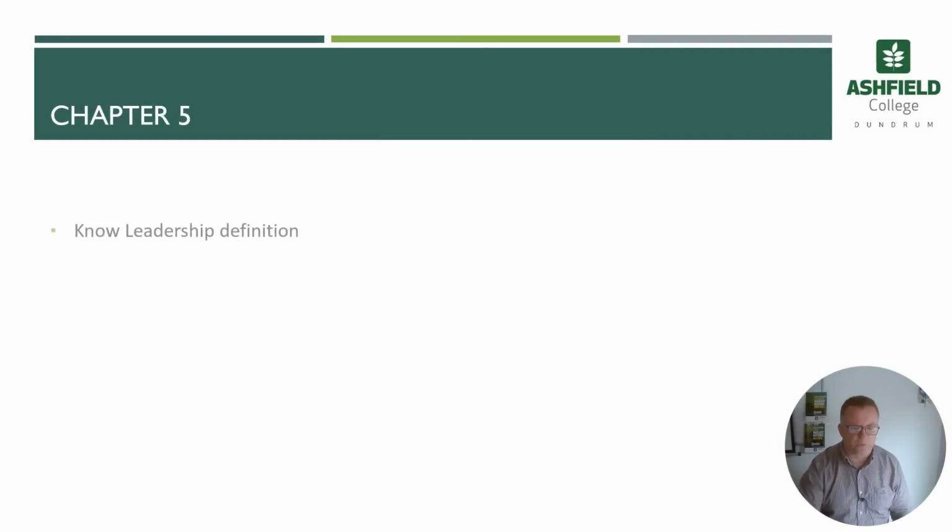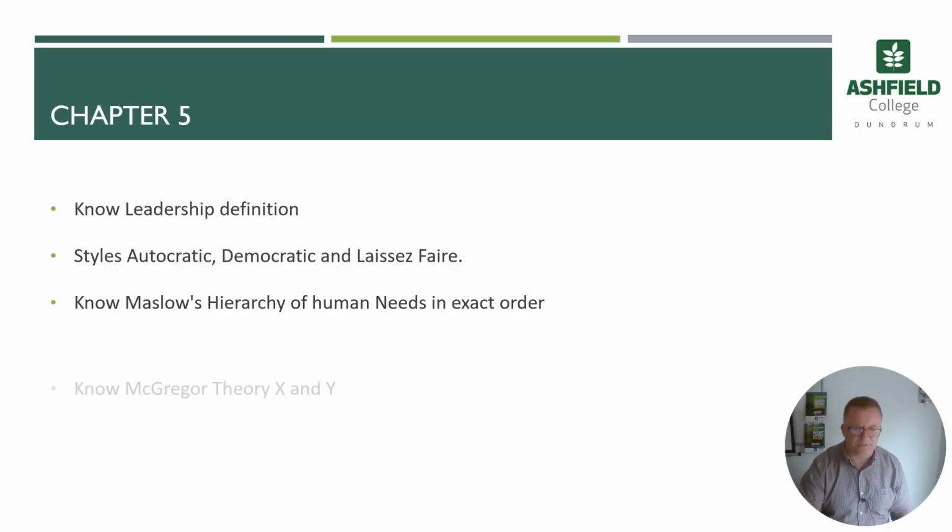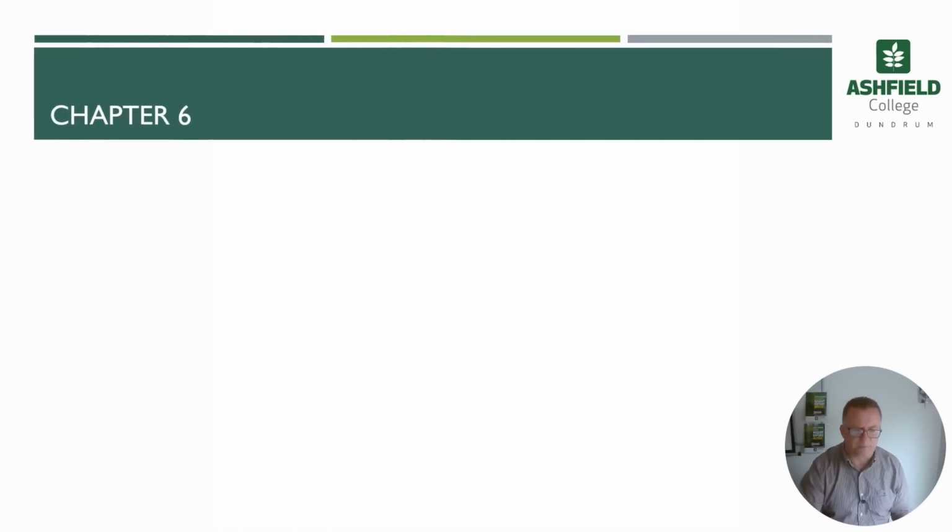On to chapter 5, which is know your leadership definition. Also know your leadership styles. We're looking at autocratic, democratic and laissez-faire. Be able to say what each one is and the result of each one in terms of what happens to employees of autocratic leaders, of democratic leaders and laissez-faire leaders as well. Know Maslow's hierarchy of human needs in exact order. They could come up. It's a nice question when you name it, you explain it and you give literally an example of applying Maslow's at each stage. McGregor's been less popular. Don't be surprised if 1 year it's going to arrive up there.